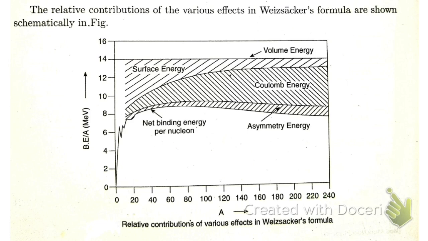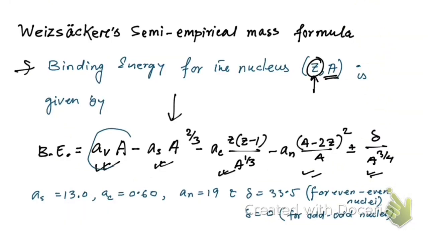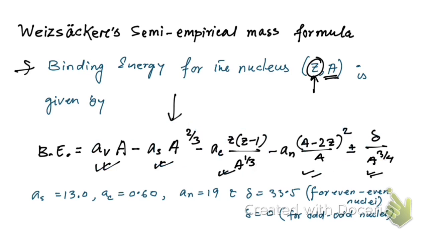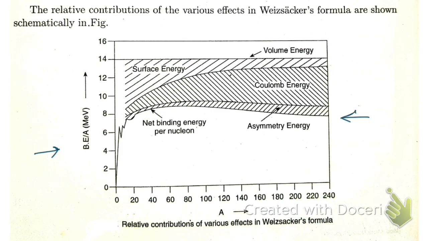Before that, let me show you this graph. This graph represents the contribution of each term involved in this formula. Their contributions are shown here, right? Relative contributions of various effects in the semi-empirical formula are shown here, and this is nothing but the binding energy per nucleon versus mass number graph, right? So here is the graph.